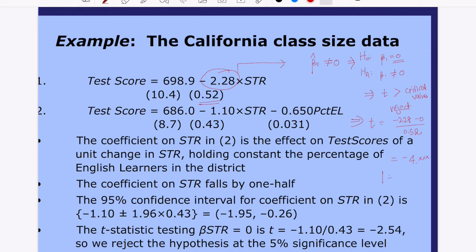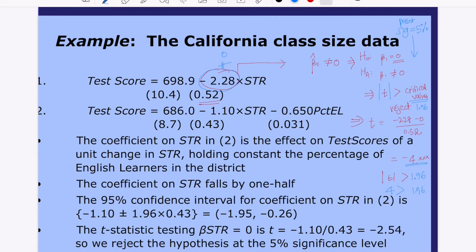So the absolute value of our t is greater than the critical value, if we assume a preset significance level of 5%, where the critical value is 1.96 in absolute value. So if the absolute value of t is greater than 1.96, we reject the null hypothesis, and we got a t greater than 4. So t is greater than our critical value, and we reject the null hypothesis that the coefficient of STR is 0, and instead conclude that the slope moves downward by 2.28 for every unit of STR.